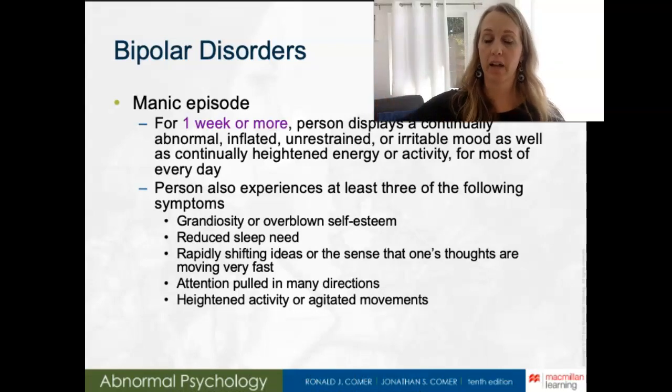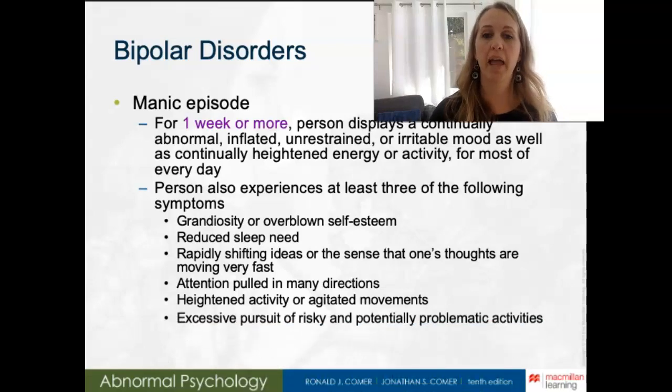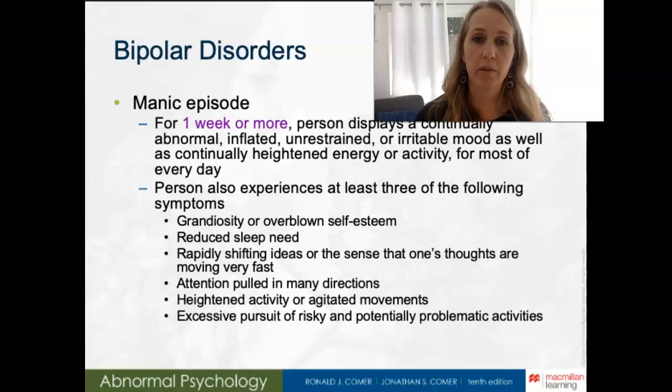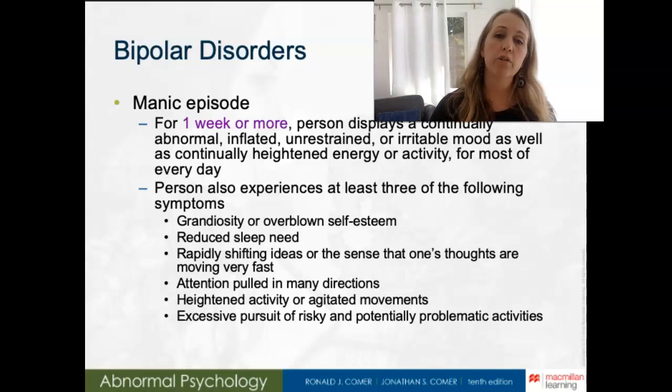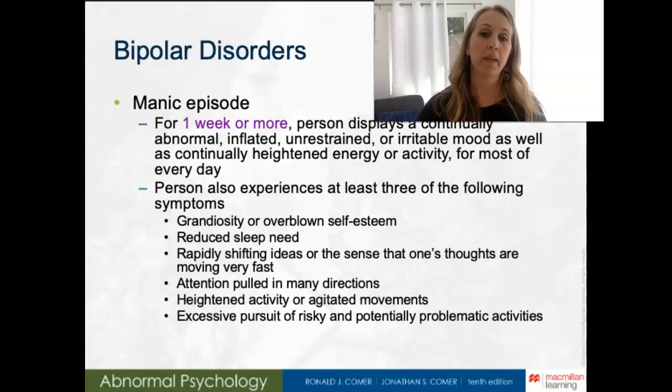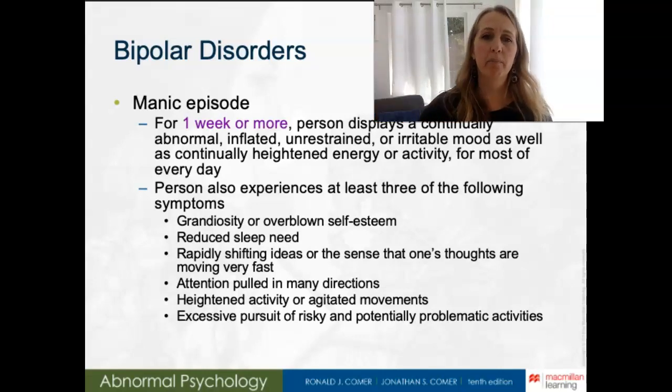They have a lot of movement and agitation, and one of the most common things I see with mania is that they will pursue high-risk activities, potentially problematic activities that have severe consequences. We'll see people experiencing a manic episode engaging in extramarital affairs, which obviously have the potential to ruin their marital relationship. They will have unprotected sex. It's not all about sex, but they will also engage in drug use and gambling.